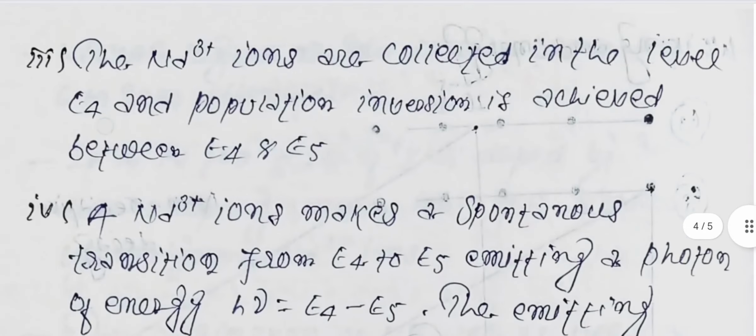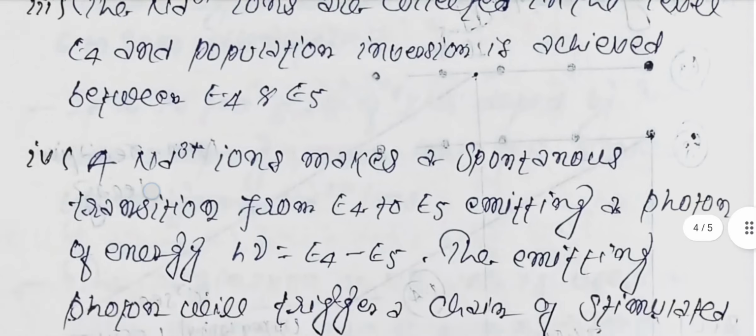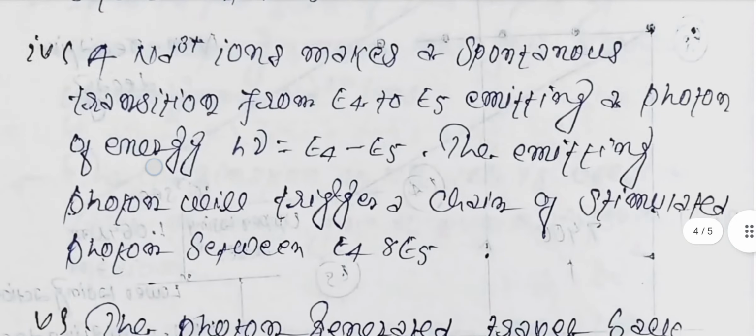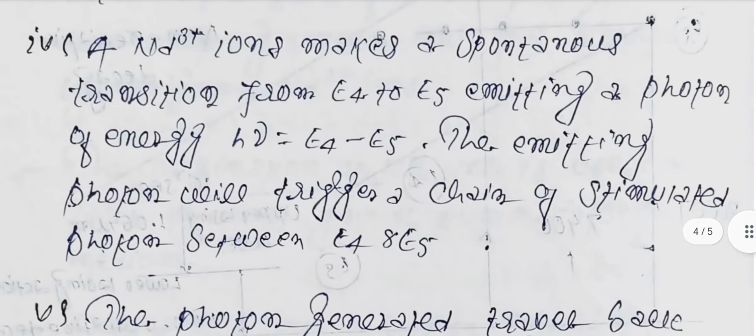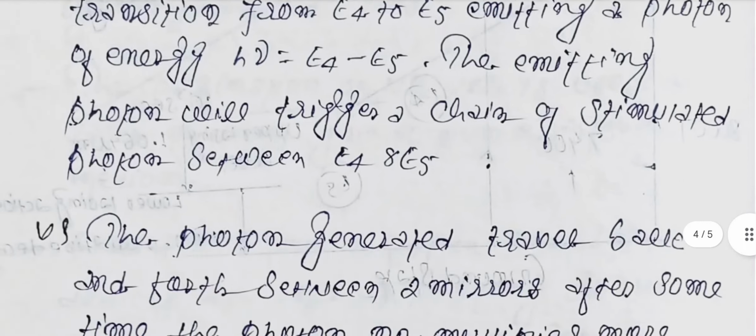Third, the Nd3+ ions are collected in the level E4, and population inversion is achieved between E4 and E5. Fourth, an Nd3+ ion makes a spontaneous transition from E4 to E5, emitting a photon of energy hν equal to E4 minus E5. The emitted photon will trigger a chain of stimulated photons between E4 and E5.